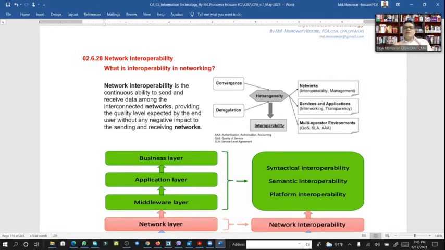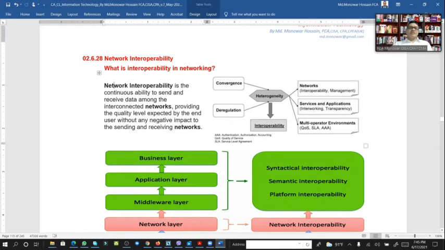So interoperability is the continuous ability to send and receive data among interconnected networks, providing the quality level expected by the end user without any negative impact on the sending and receiving networks. Interoperability is vital, and the Bangladesh government and central bank are working on it, planning by December for all of the networks to be within the interoperability network.